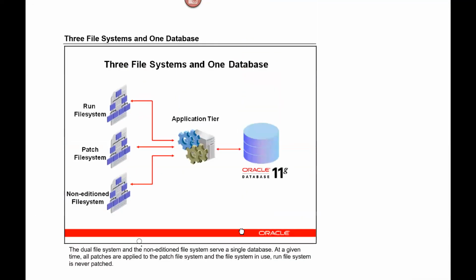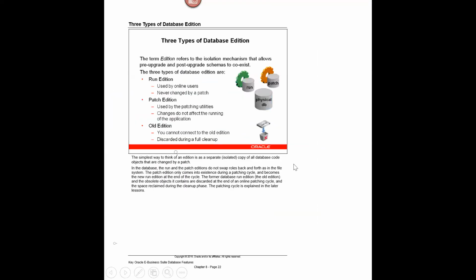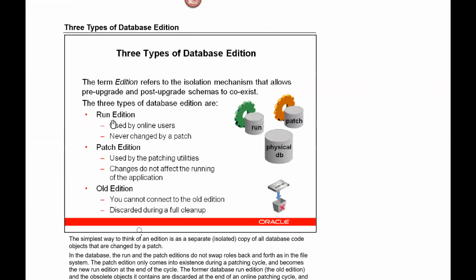Okay, there are 3 file systems: run file system, patch file system, and non-edition file system. What is the use of the run edition? It is used by online users, never changed by a patch. Patch edition is used for the patching. Changes do not affect the running of the application. Any changes you do will not apply to the run file system. And there is also an old edition. So in the database, it's maintaining multiple editions, right?